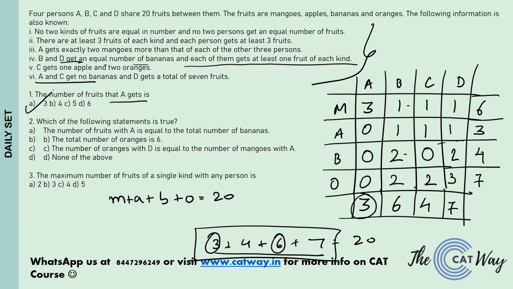Which of the following statements is true? Number of fruits with A is equal to total number of bananas. A is 3, bananas are 4. False. Total number of oranges is 6, but oranges are 7. False. Statement 3: total number of oranges with D is equal to number of mangoes with A. Oranges with D is 3, mangoes with A is 3. That means option C is the correct answer. And the maximum number of fruits of a single kind with any person is 3, that is 3 mangoes with A or 3 oranges with D. That means the correct answer is option B.